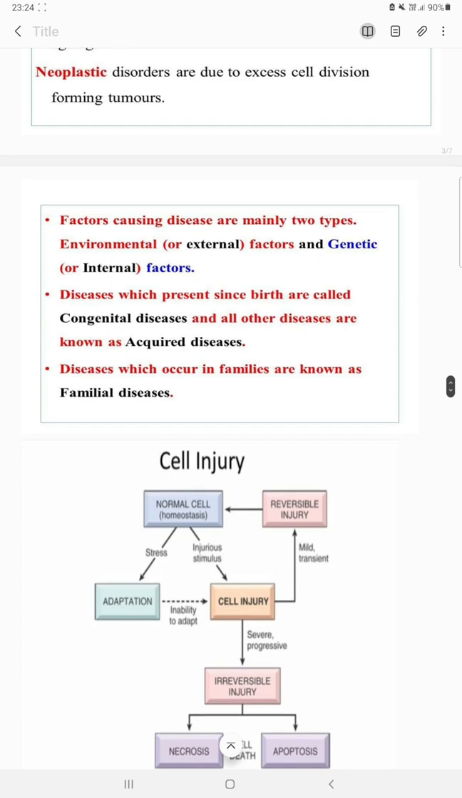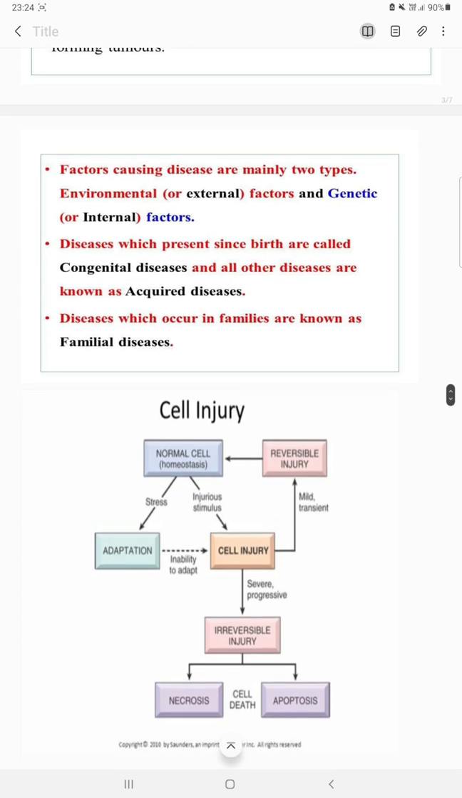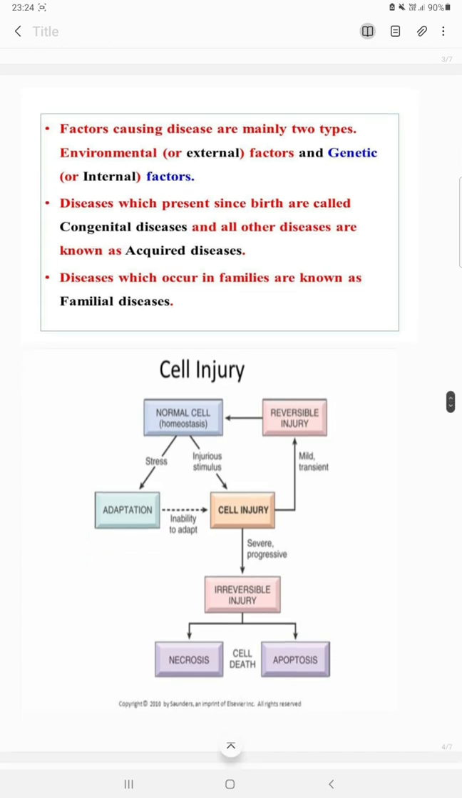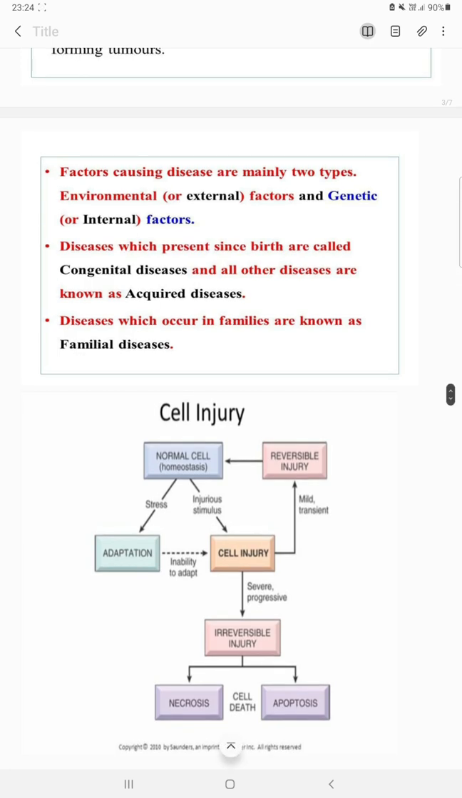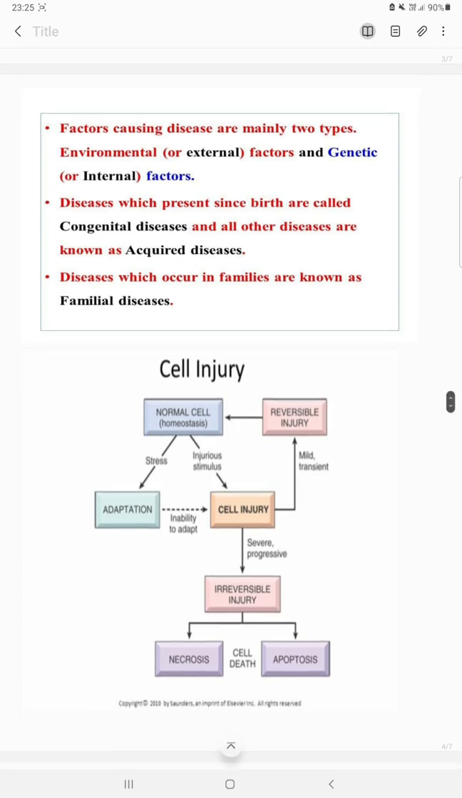The factors that cause disease are mainly of two types: environmental, or external factors, and genetic, or internal factors. The diseases present since birth are called congenital diseases. All other diseases are known as acquired diseases. So the disease we receive from our parents is known as congenital disease, and the disease we get from the environment or other things is called acquired disease.